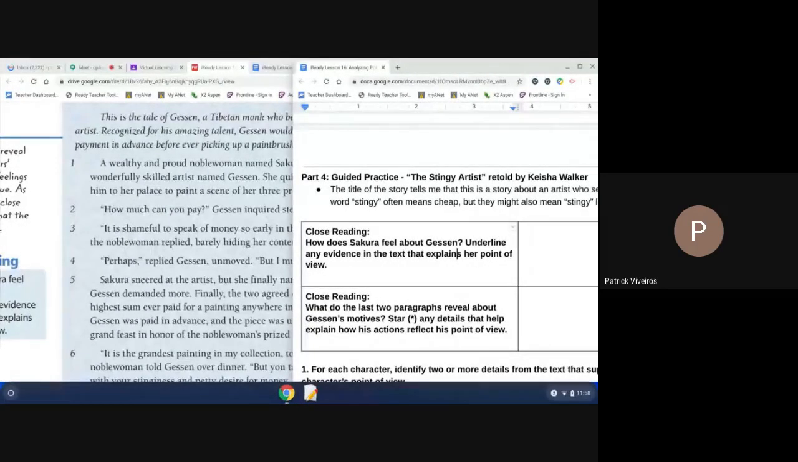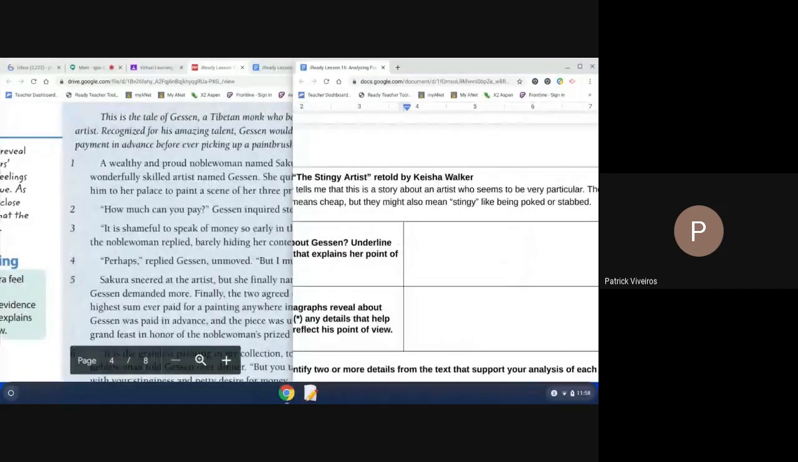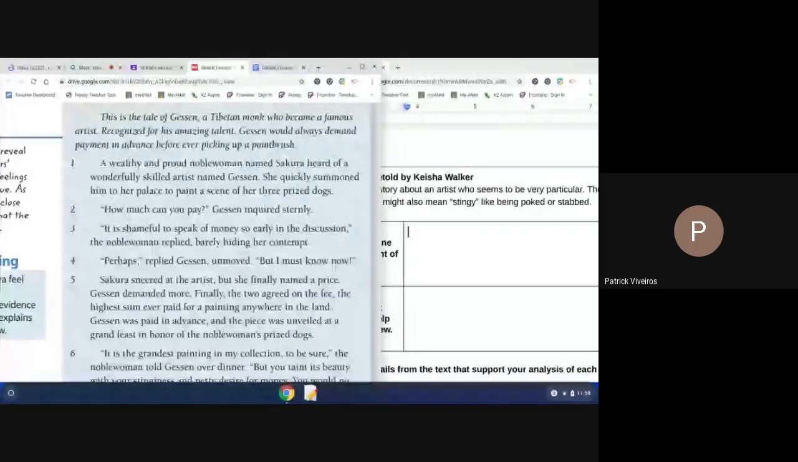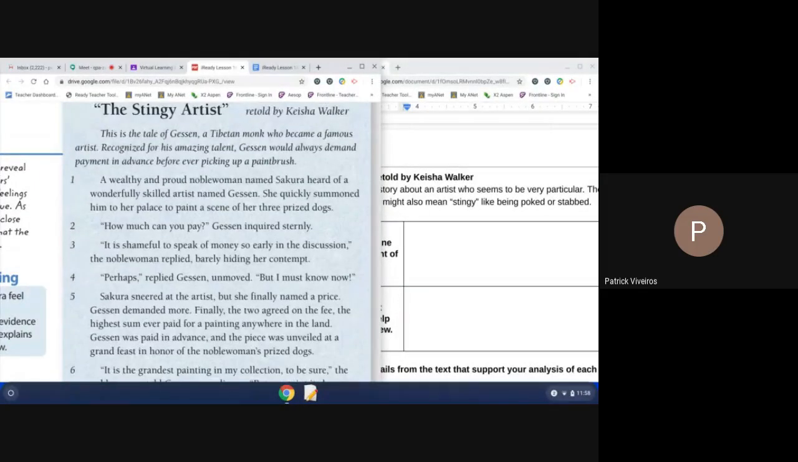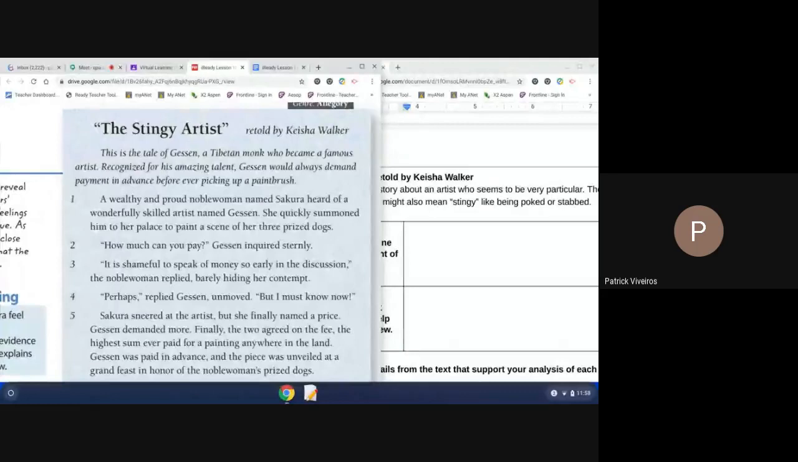So, for our close reading activity, it asks us, how does Sakura feel about Gessen? Underline any evidence in the text that explains her point of view. Okay, so Sakura is a girl, and we need to identify evidence that explains her feelings or attitudes about Gessen. Then complete the close reading activity to follow the protocol.